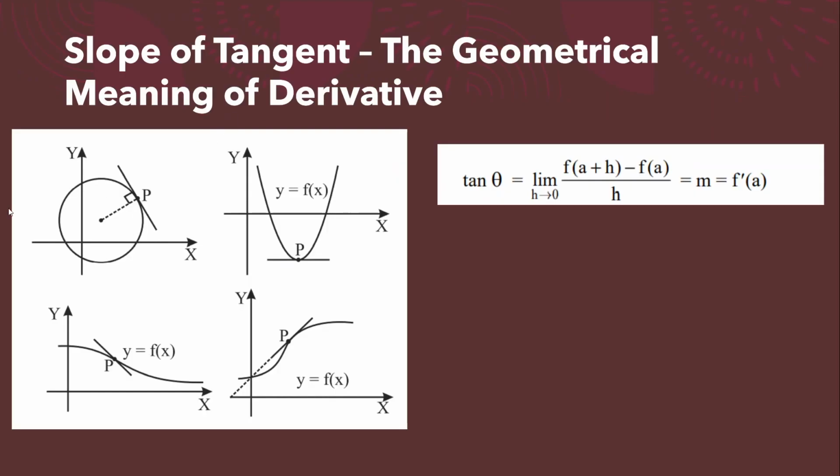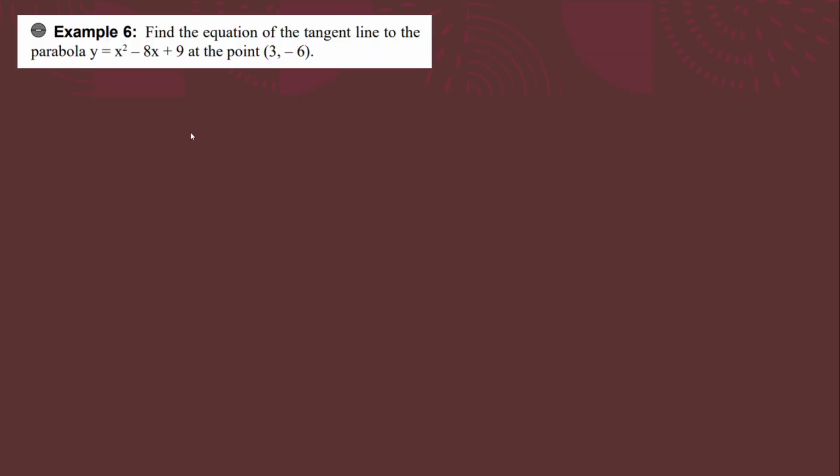You have to derive this. Let's say you have to derive the equation of the curve to get the slope of the tangent line. Okay, so ang gagawin natin, we have to derive this. F of x is equals to x squared minus 8x plus 9. Okay, then let's derive to get the slope of the tangent line.